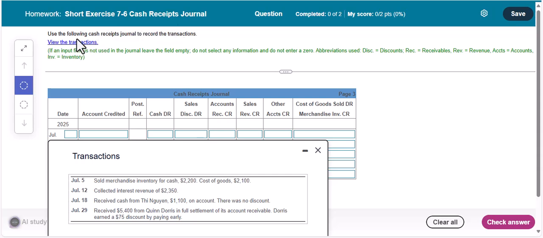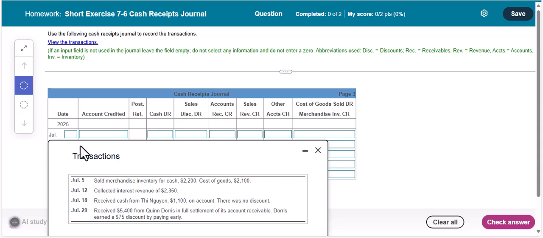We already have these transactions open down below. If an input field is not used in the journal, leave the field empty. Do not select any information and do not enter a 0. Abbreviations used are DISC for discounts, REC for receivables, REV for revenue, ACCTS for accounts, INV for inventory, I and B right there. So let's take a look at our first transaction here on July 5th.